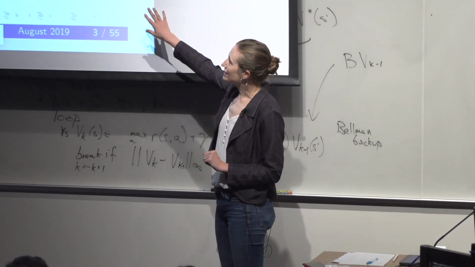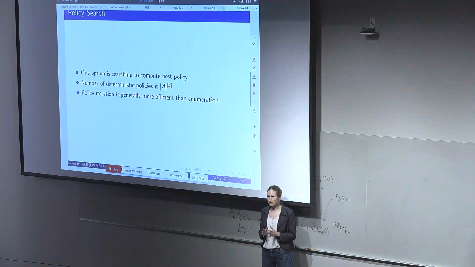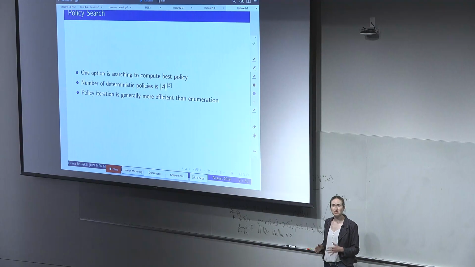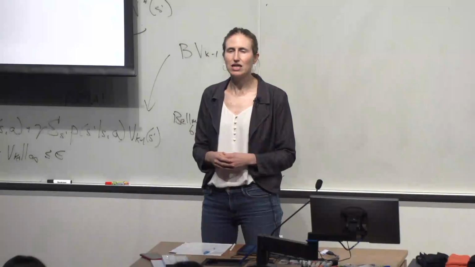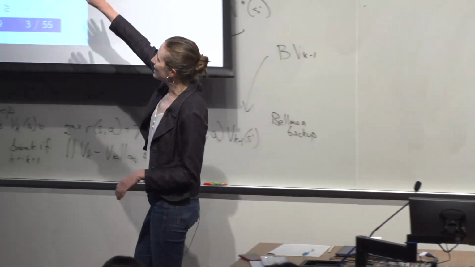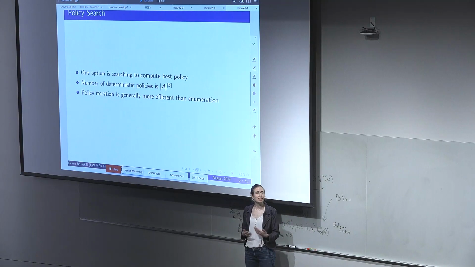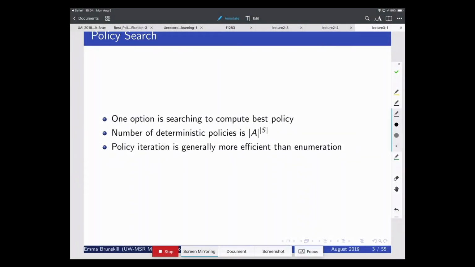So if we're doing policy search, if we have a finite set of states and actions, then the space of possible deterministic policies, mappings from states to actions, is A to the S. If you have non-deterministic policies, you can have an infinite policy class. But if it's deterministic, it's finite, and it's A to the S, so it's exponential in the state space. You could enumerate them all and compute the value of them separately, but that can be very computationally challenging. So better than that is policy iteration.